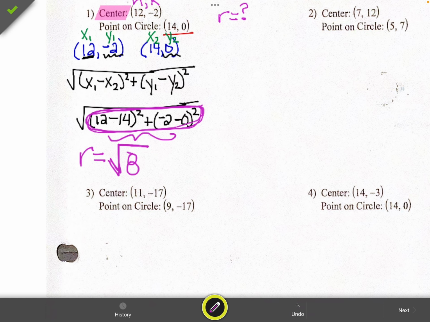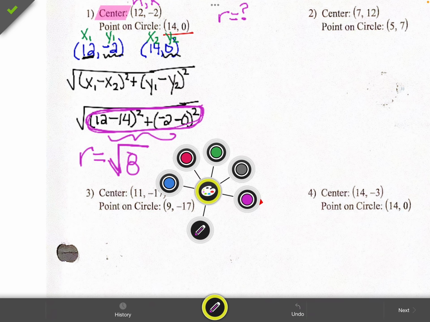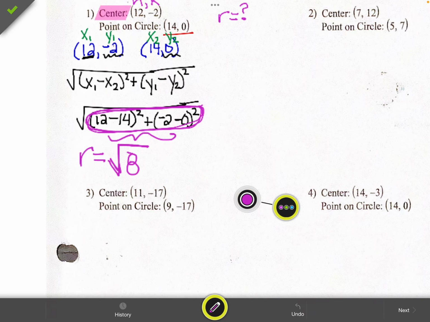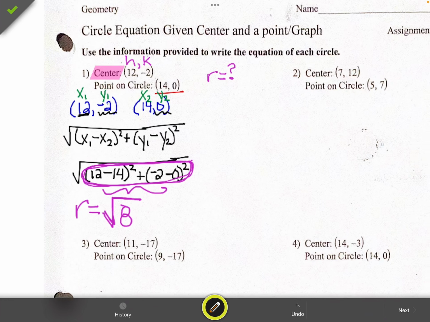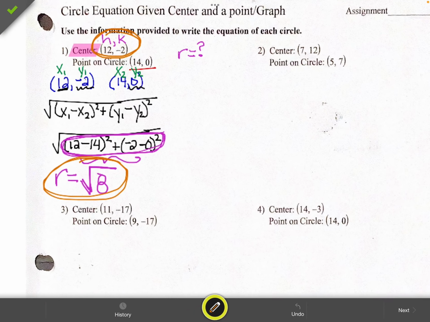Okay, so now, do we have enough information to write our equation? Do we have enough information to write our equation of the circle? Hopefully the answer you came up with was yes, because our center, they already gave us. We just did the distance to get our r. And so now we can write it. So we're not going to do number 2. So I'm just going to come over here because I write really big.